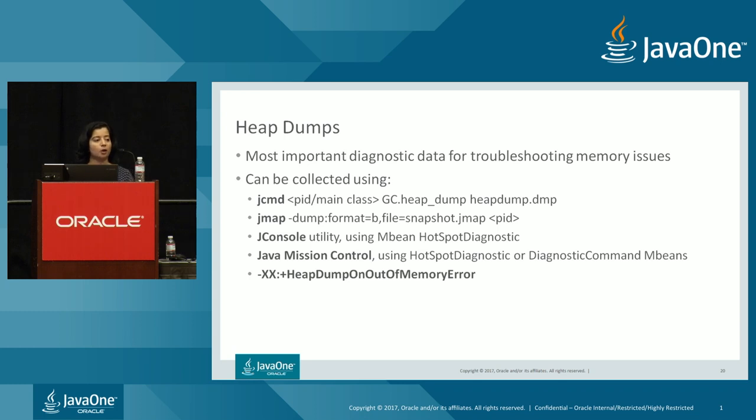The next diagnostic data, which is the most important diagnostic data to troubleshoot memory-related issues, is heap dumps. It can be collected using jcmd, jmap, jconsole, Java Mission Control, and there is also an option, heap dump on OutOfMemoryError, which is pretty handy. If you have this in place when you launch your Java applications and your application fails with an out of memory error, you would have a heap dump available to troubleshoot later why your application failed.